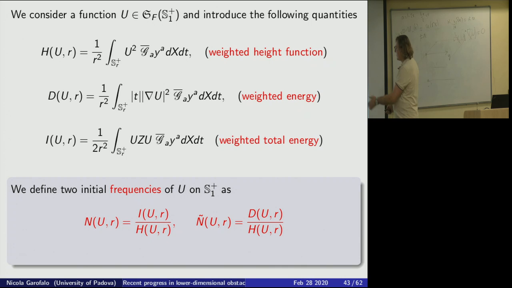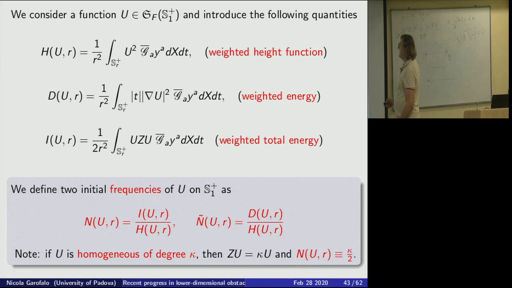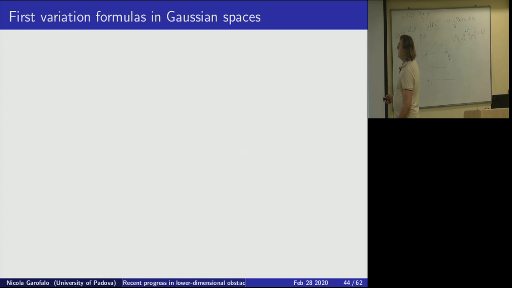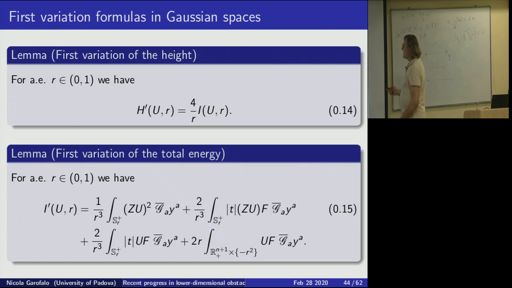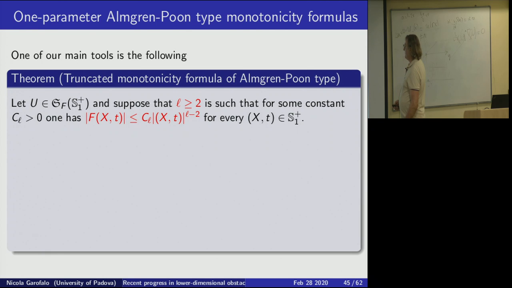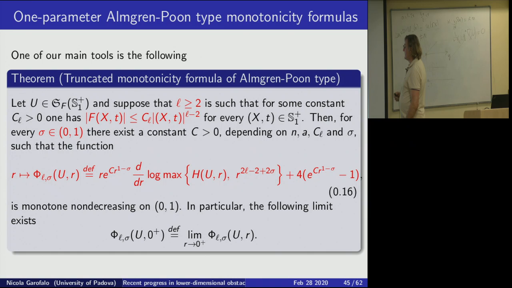And then there is this other quantity, okay, because we need to play one against the other. So then there are some first variation formulas for this H and for this total energy that I've written here, and I'm sure that they don't mean much. But here is the first main result. So this truncated monotonicity formula.